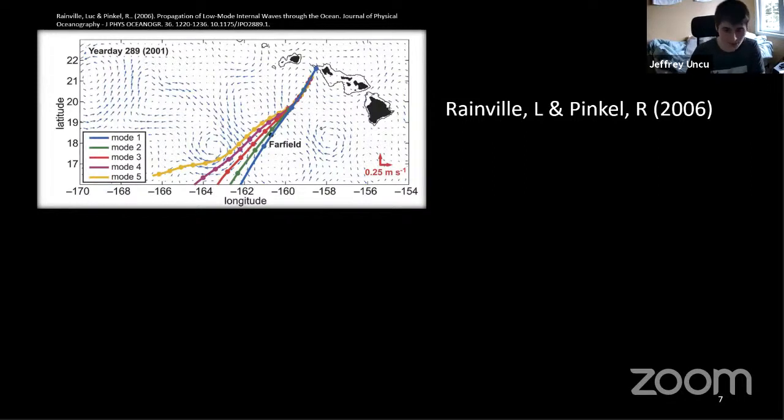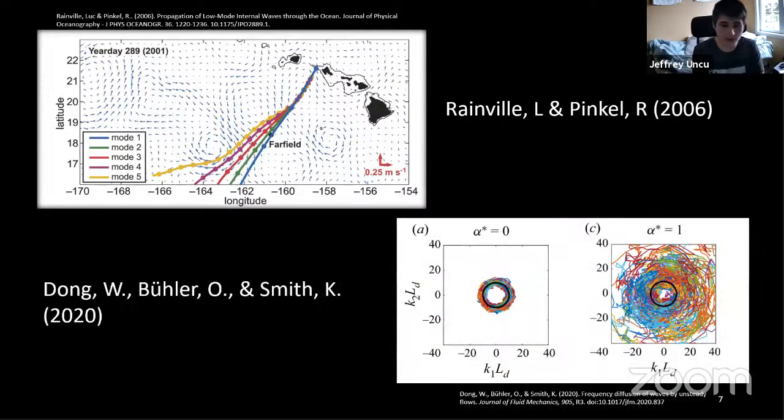A more recent example is something we've seen in this conference as well that was presented here by Dong, Buhler, and Smith, where they use ray tracing in order to see how a wave evolves when it moves through an evolving background flow. One of the effects you get when you move through an evolving background flow is that the magnitude of the wave vectors actually changes as well, meaning we get different frequencies. They call this frequency diffusion of waves by unsteady flows. That's the name of this paper.